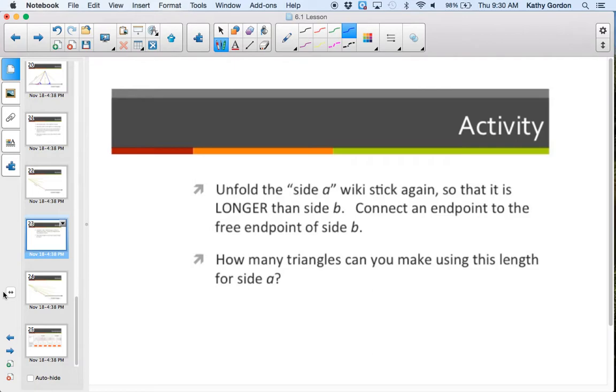All right, so unfold your side A again so that it's longer than B. Last one. Connect that one, see how many triangles you can make. Side A. Side A is this. So how many did you get, guys? One? One? You got two? Actually, no, 1, because the ray is next to it. Okay.